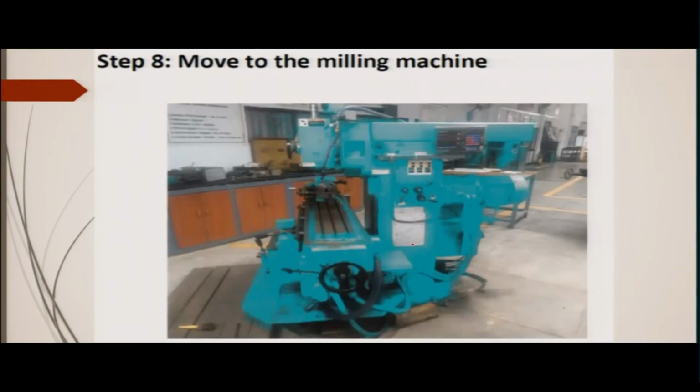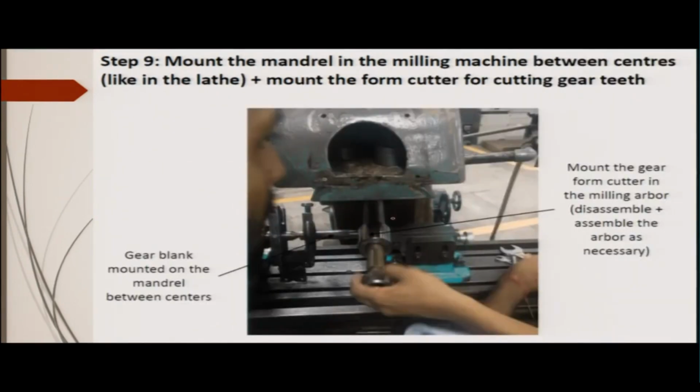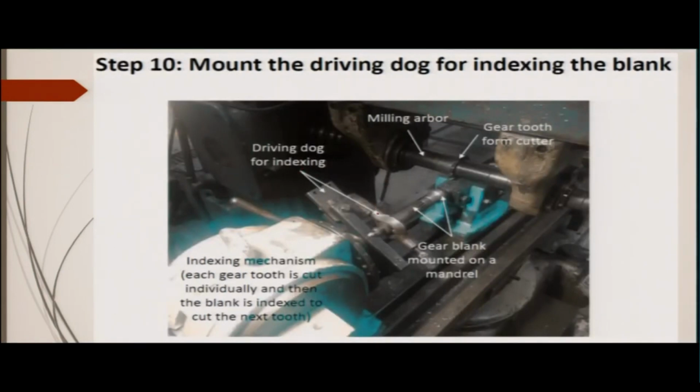Now we move to the milling machine where the gear teeth will be cut. You can see that the process will be more or less the same. Mount the mandrel in the milling machine between centers, and mount the form cutter for cutting gear teeth. Here the milling cutter that will be used is a form cutter. A driving dog for indexing is mounted here. This is the gear blank, and this is the milling cutter mounted on the arbor, like we showed you in the case of the bevel gear cutting.